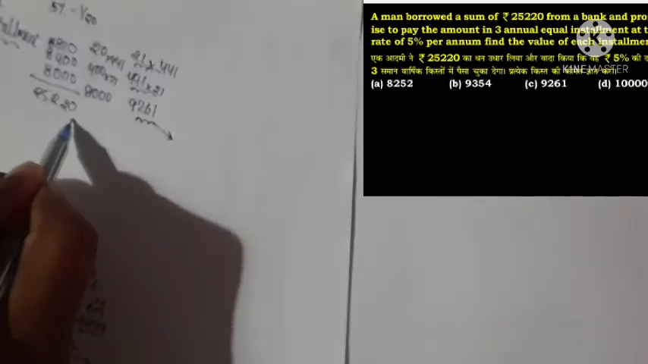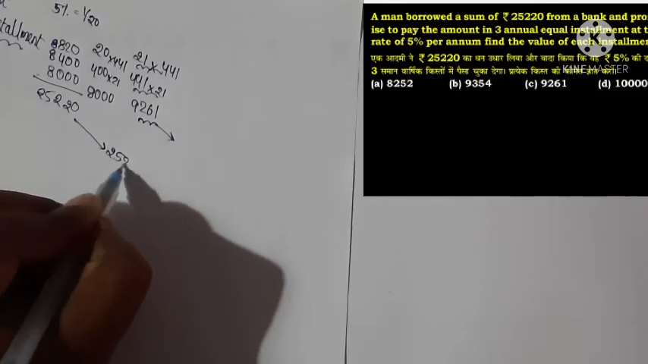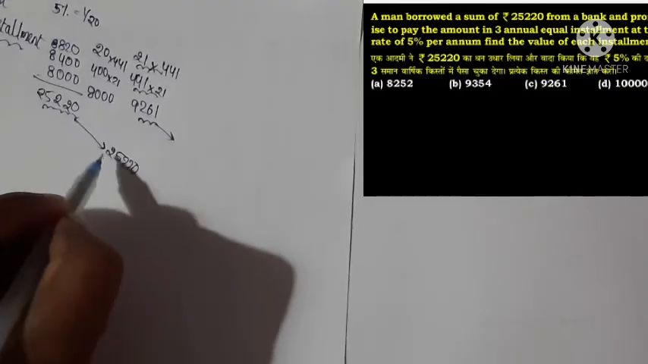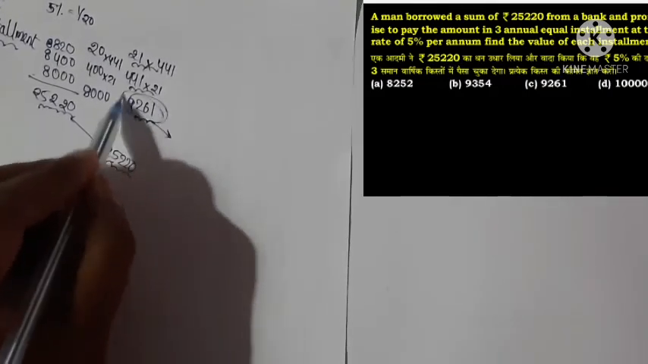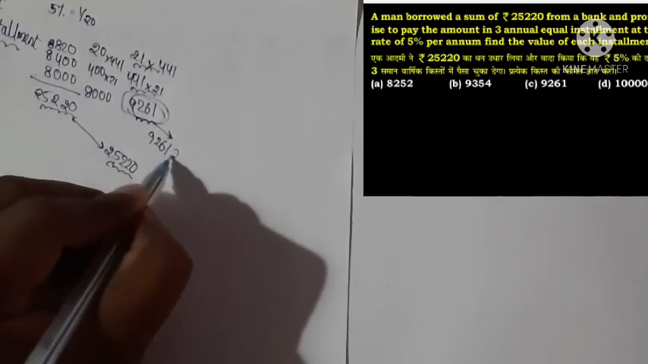Here the sum is equal to 25,220. Here 25,220 units represents 25,220. So what is the value of 9261 units? 9261 rupees.